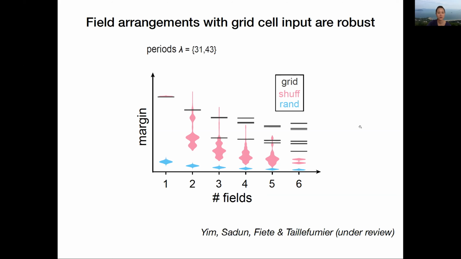And the margins with grid cell input are represented by the black bars here, separately for different numbers of place fields. And we compare them with the margins with the shuffled version of the grid cell input, as well as the margins with random input, represented by the pink and the blue violins respectively. And as you can see, with grid cell input, the margins are bigger in general, meaning that the place field arrangements with grid cell input are more robust.